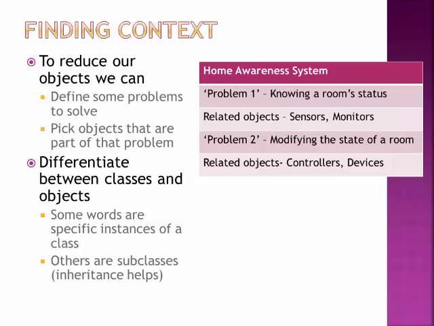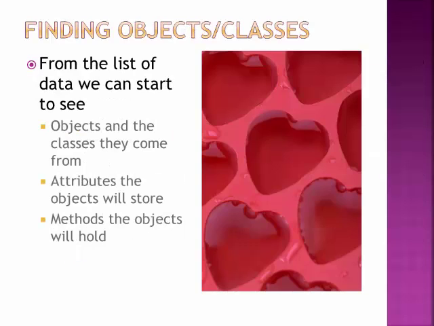So where we left off last time, and hopefully you now have a good feel for how we went from that big picture down to this little bit, as we've defined our two problems that we could solve. We're going to solve one of them. We're going to design one of them out here, this knowing the room status. So all that data, we've come down to a list of objects and the classes that we're going to get them from.